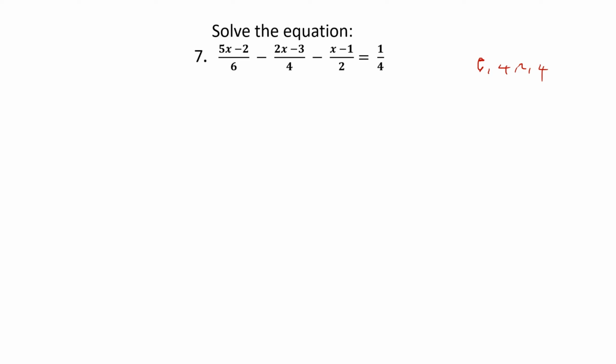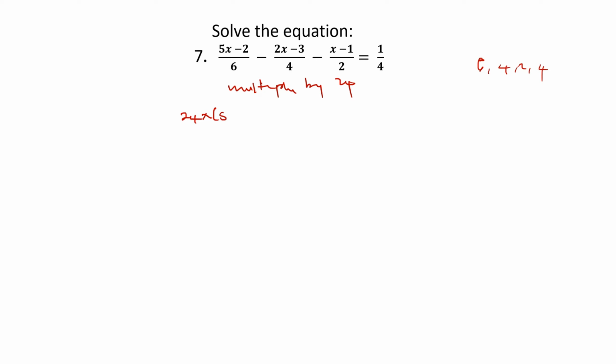So here, for me to simplify this, I don't want to do it again. So let's say 6 multiplied by 4 is 24. And 24, if you check, 2 can go into 24, 4 can go into 24, 6 can go into 24. So let's take 24. 24 is our LCM here. So we do the same thing again. Multiply by 24.